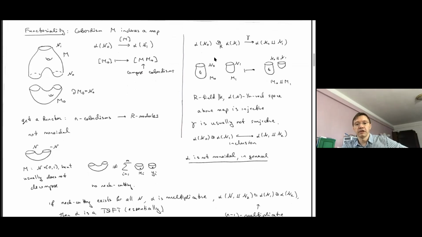But what we have is that if you take two n-1 manifolds, N null and N1, each of them say bounds M null and M1, and then M null and M1 define vectors in alpha N null and alpha N1 correspondingly. And now we can just take the disjoint union of these cobordisms, these manifolds, and get a manifold with boundary N null union N1. And this, of course, respects the bilinear form. So we get an induced map from the state space of N null tensor the state space of N1 into the state space of N null union N1.